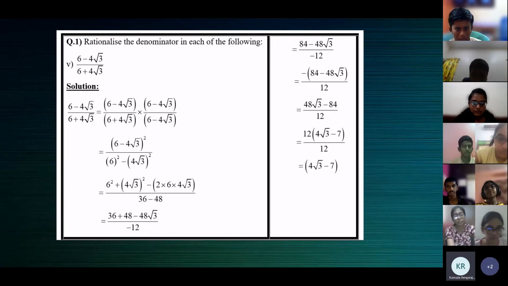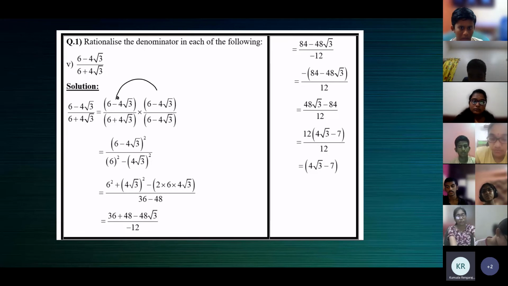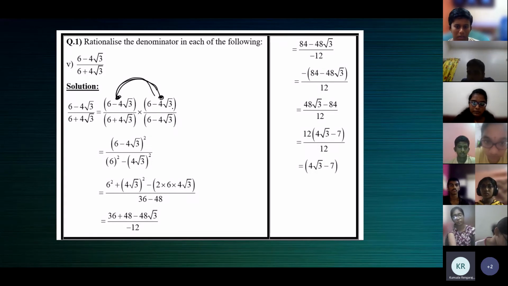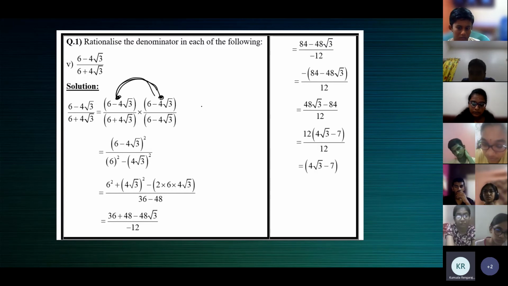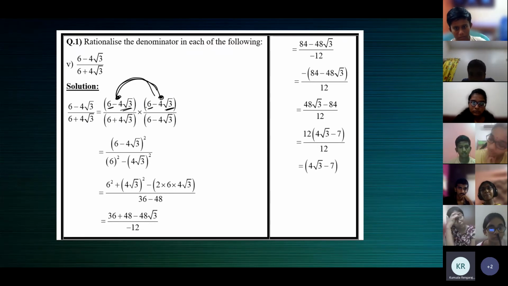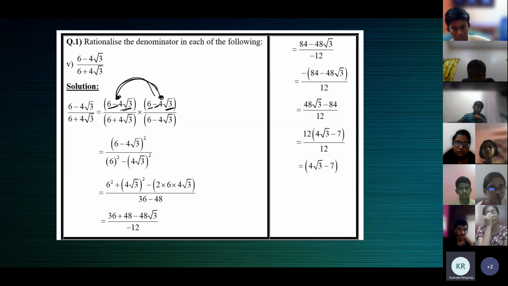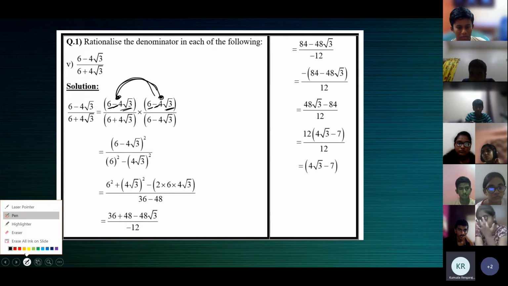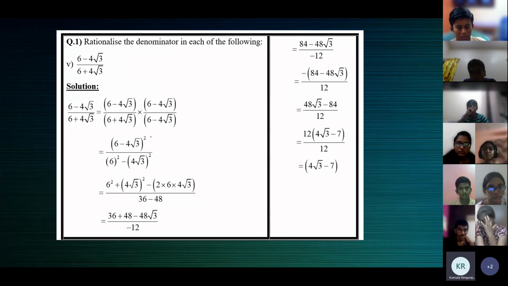Now what do you see in the numerator? The product of the numerators, this numerator into this numerator. What do you see? 6 minus 4 root 3 into 6 minus 4 root 3. A minus B into A minus B is A minus B the whole square. See here, same terms, 6, 6, 4 root 3, 4 root 3, minus, minus. So it is 6 minus 4 root 3 the whole square.